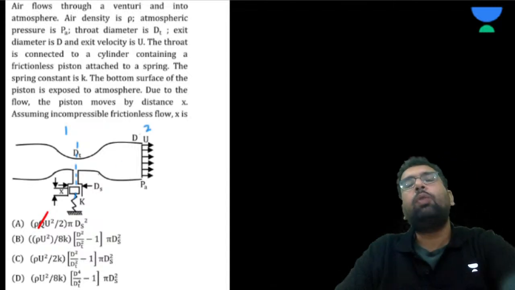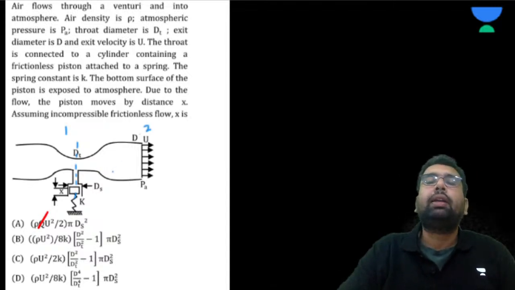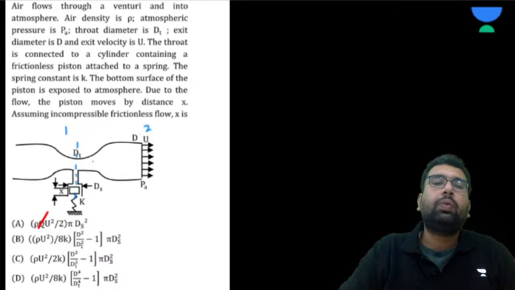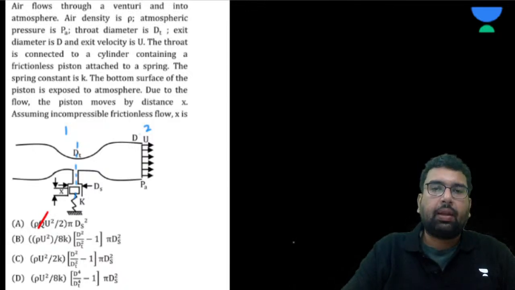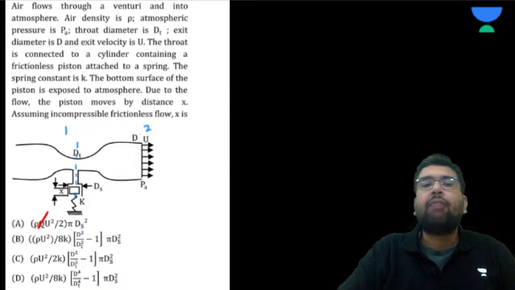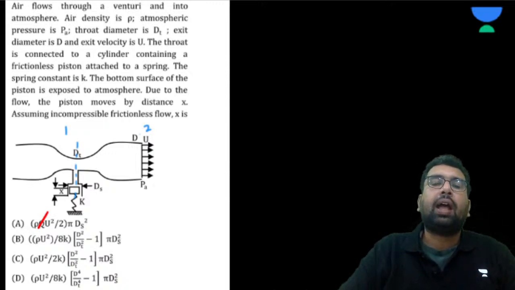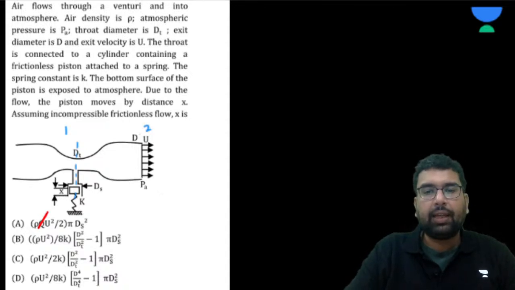From the Bernoulli equation, I can try to find the pressure at point 1. Once I have the pressure at point 1, I can multiply it with the area to get the force. And once the force is found, we can find the x. Right? Agreed? Do you agree to it or not? Yeah.